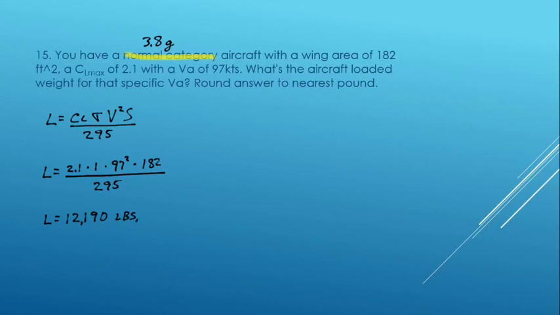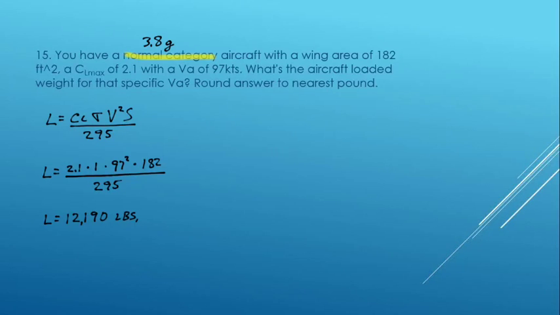This problem is a two-step problem. First thing we need to figure out is how much lift the wing is actually producing, given these conditions. So we just take the lift formula, plug the known values in, and we have that the wing is producing 12,190 pounds of lift.